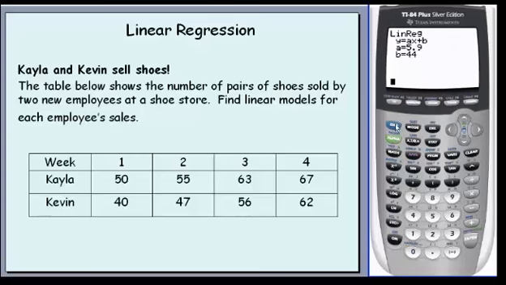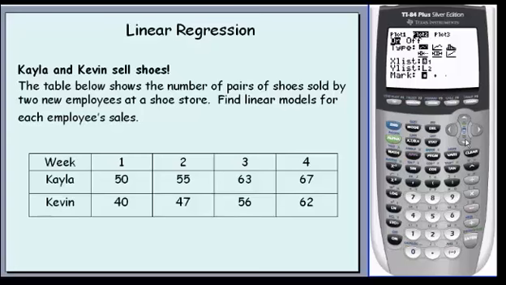I can go to second stat plot, and this time I want to go to plot 2 because I don't want to touch plot 1. Plot 1 was Kayla's data. I want to leave that alone. So let's turn plot 2 on. I want it as a scatter plot.